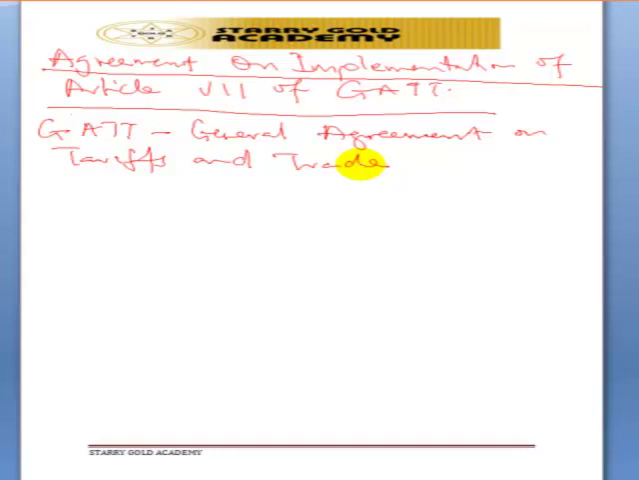Article 7, valuation for customs purposes. The WTO agreement, otherwise the customs valuation agreement, ensures that determination of customs values for the application of duty to imported goods are conducted in a neutral and uniform manner, precluding the use of arbitrary or fictitious customs values.